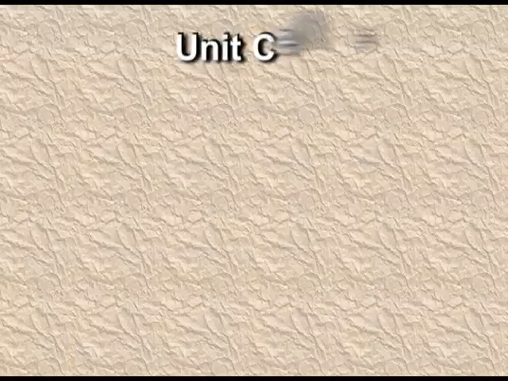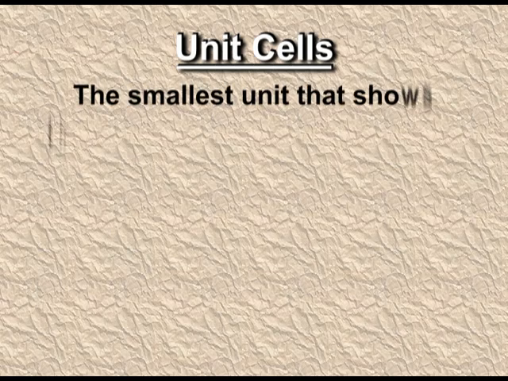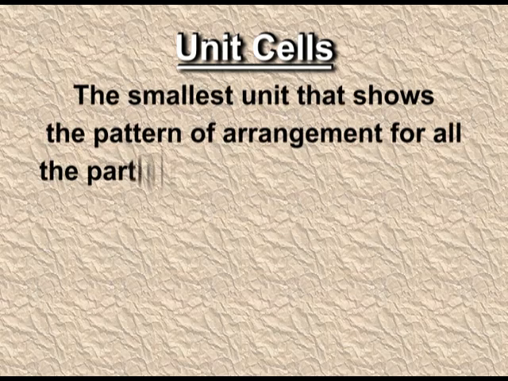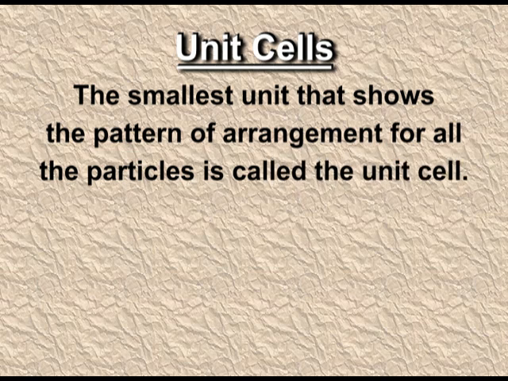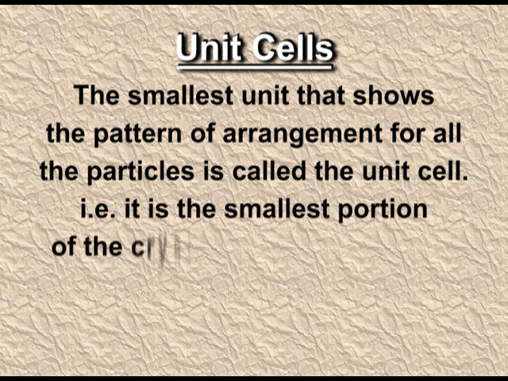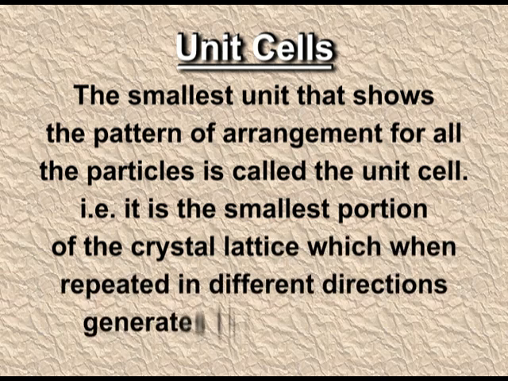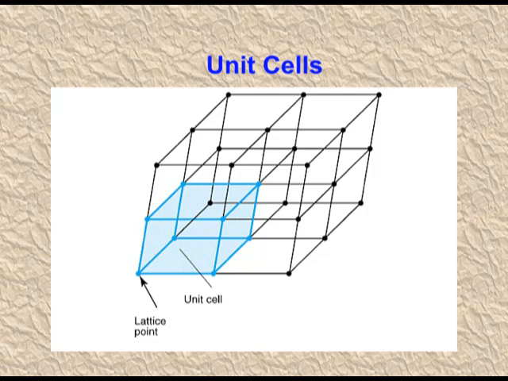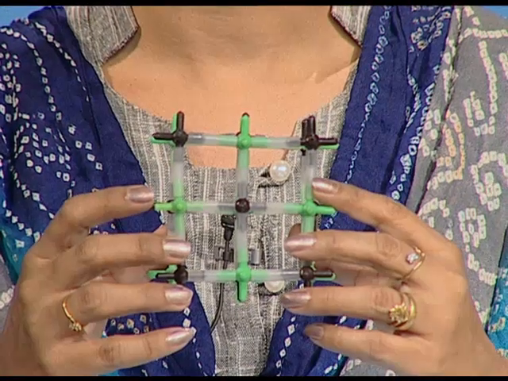Let's define unit cell. The smallest unit that shows the pattern of arrangement for all the particles is called the unit cell. That is, it is the smallest portion of the crystal lattice which, when repeated in different directions, generates the entire lattice. Here in the picture also you can see the blue shaded portion is a unit cell. It is repeated in three dimensions, and we get the entire crystal lattice. Now let us study about the unit cells in detail.